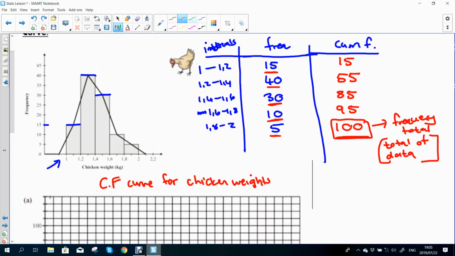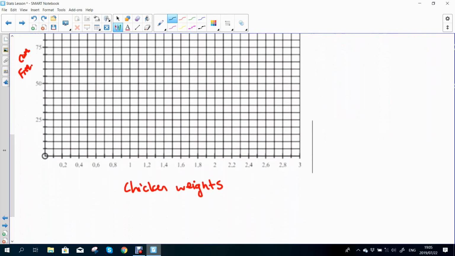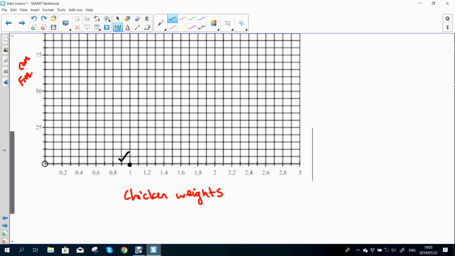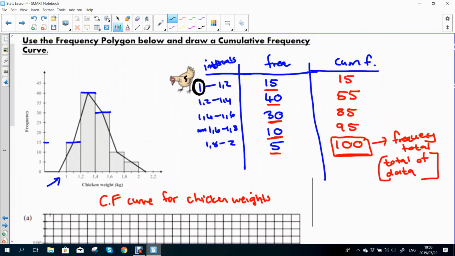Okay, now what is the first thing that I plot? If I need to plot a cumulative frequency curve, what do I start off with? You will start off with the first value of your first interval. Okay, I'll say that again. The first value of your first interval is 1. So you go to your x-axis, you go look for number 1, and you plot your first point. You actually get a mark if you start at the correct place on your x-axis. So this is where you start.